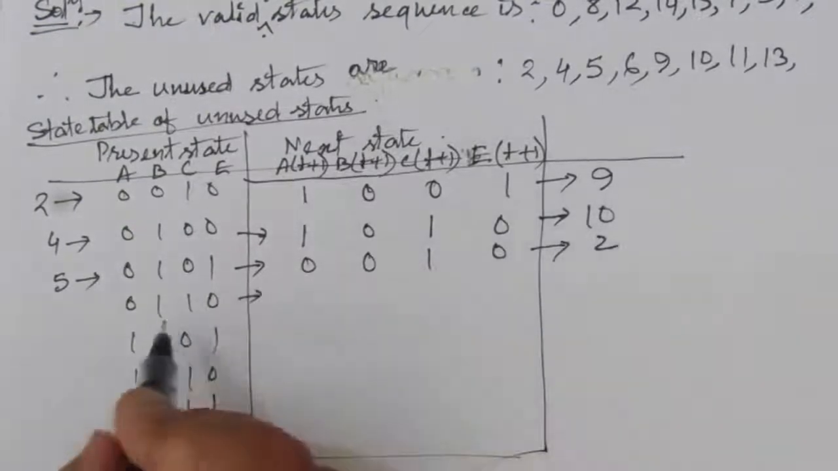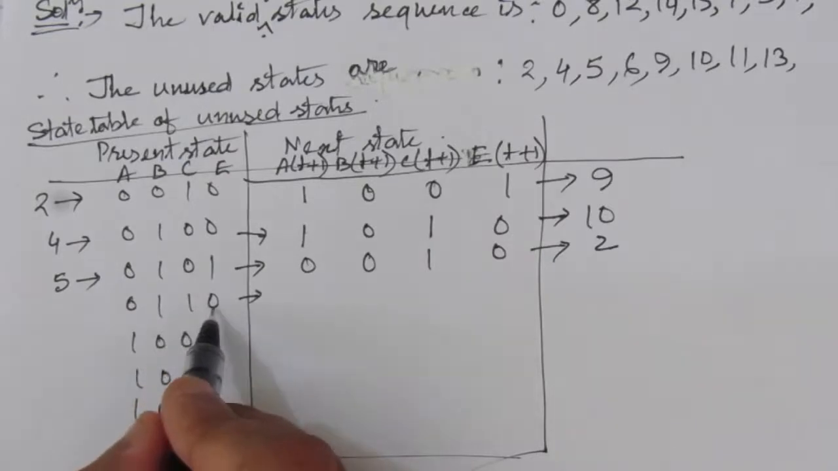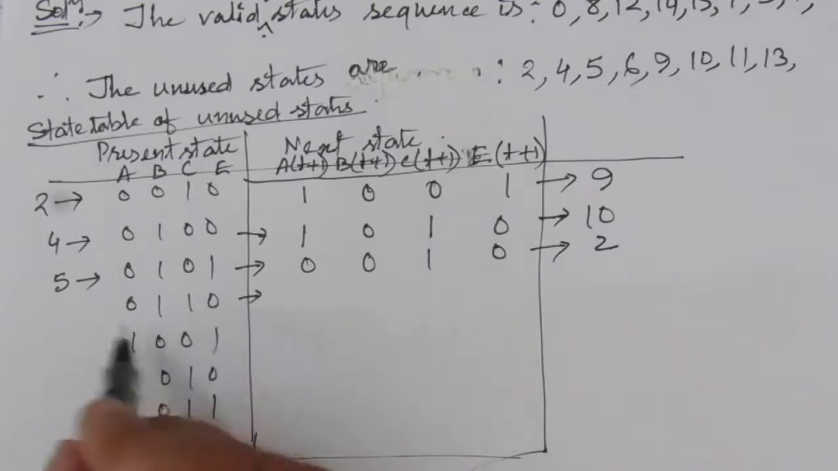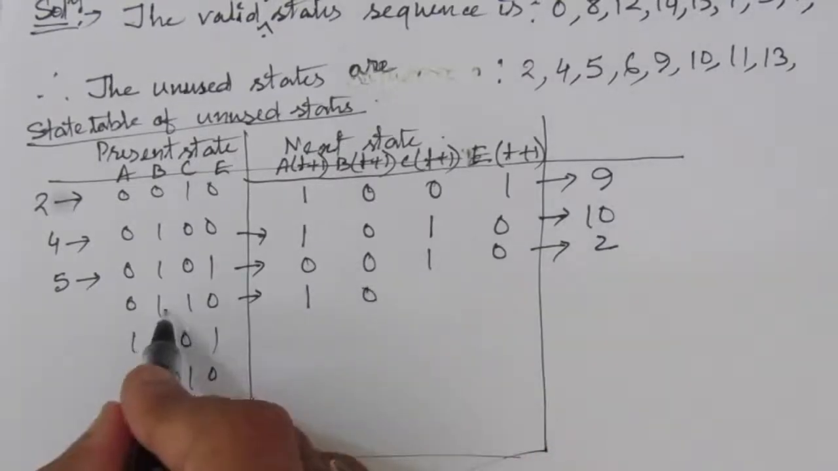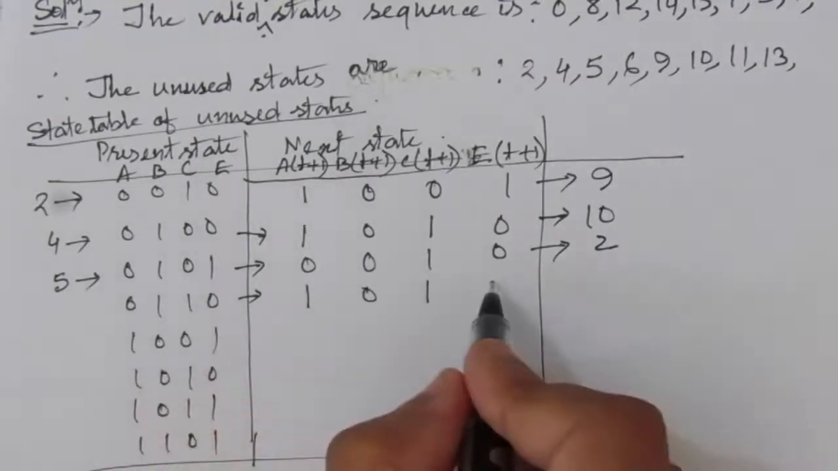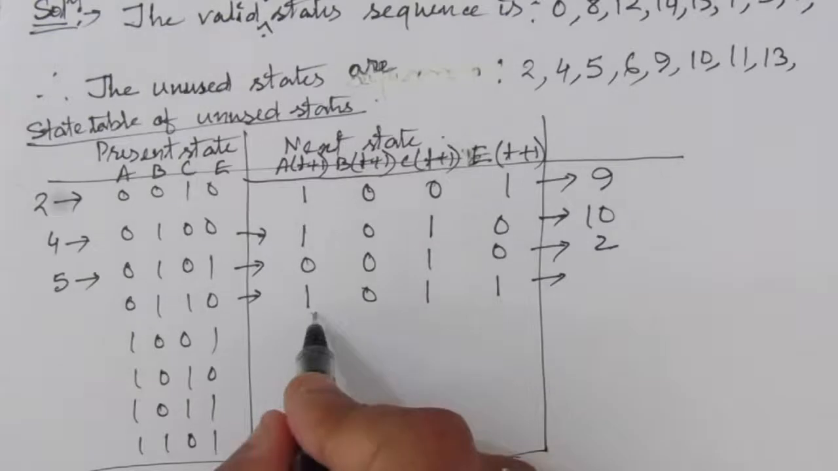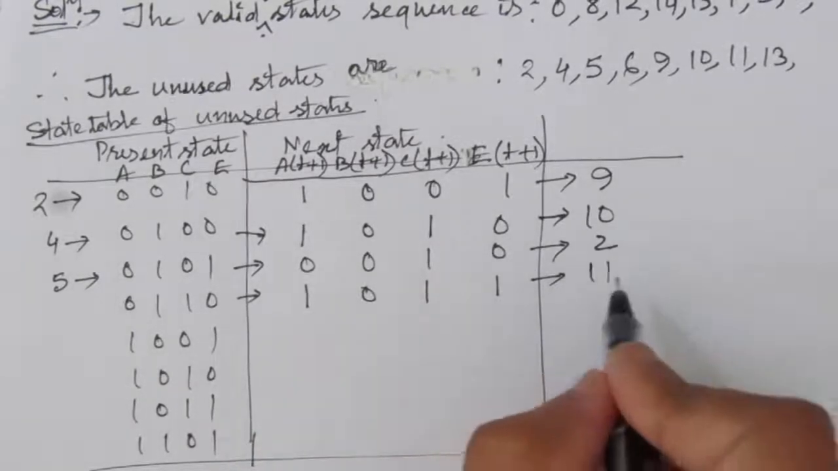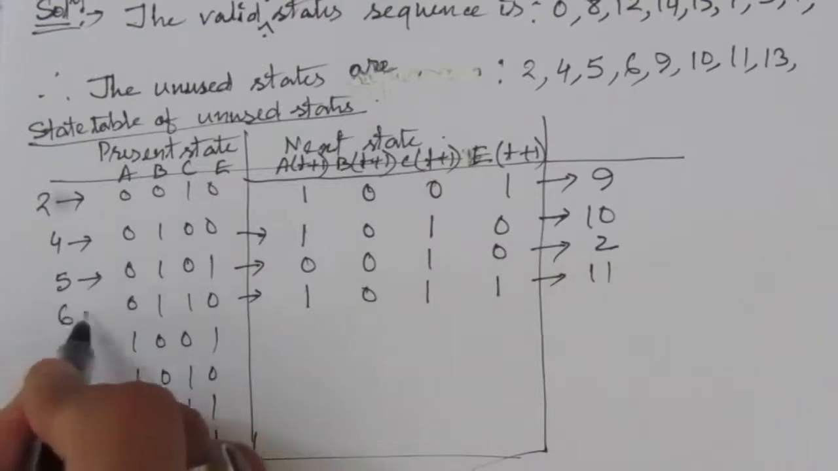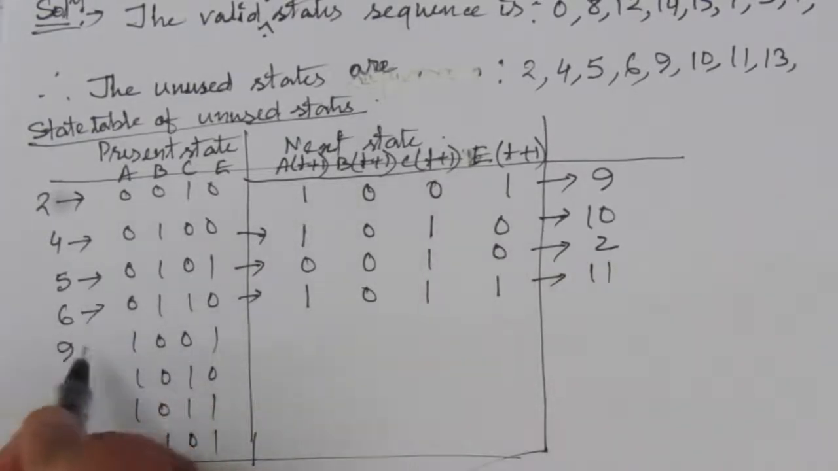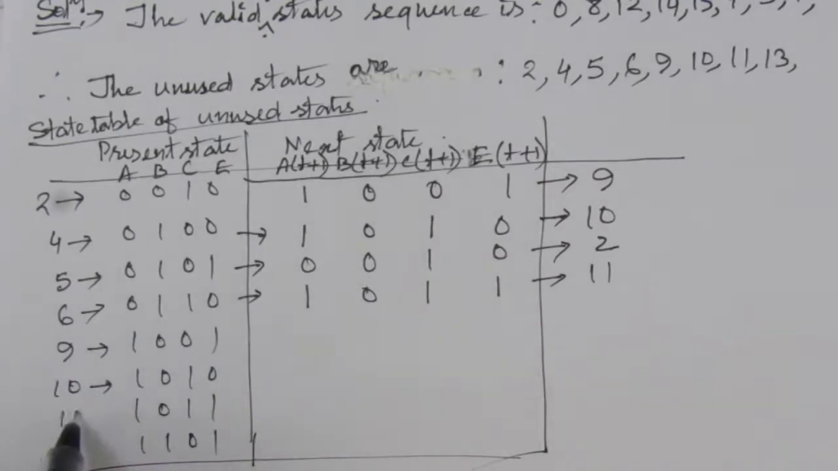Next we have 0, 1, 1, 0. E is 0, so E complement will be 1. So here we'll have 1. This 0 will come here, this 1 will come here, and this 1 will come here. That means this is 1, 0, 1, 1, which is 11. 8 plus 2 plus 1, it is 11. So this one was 6, this is 9, this one is 10, this is 11, this is 13.